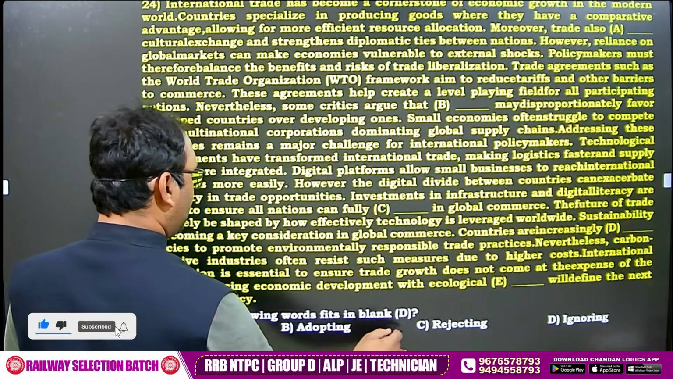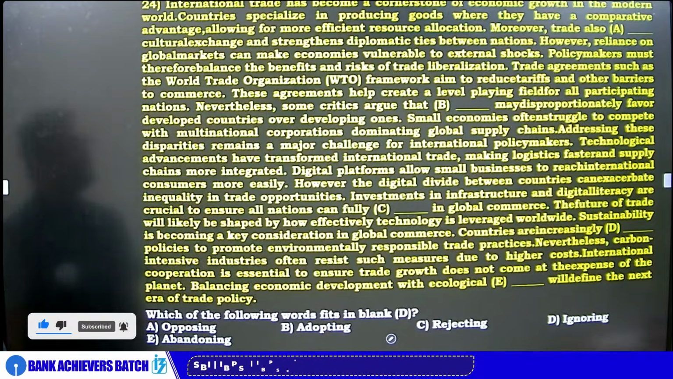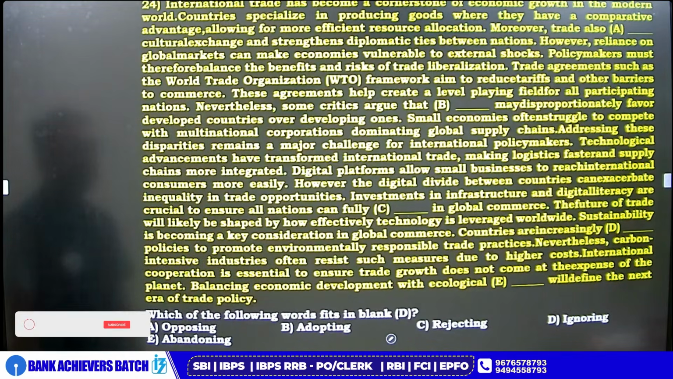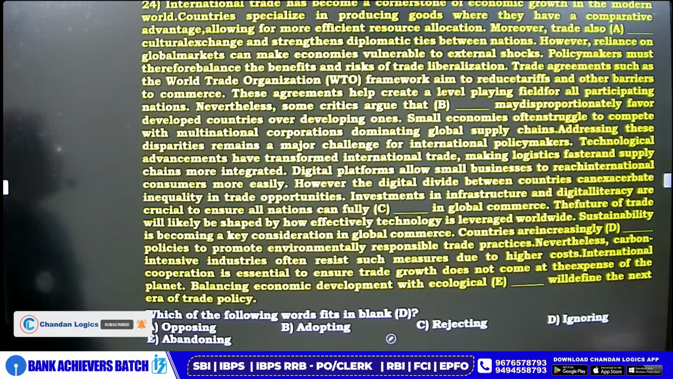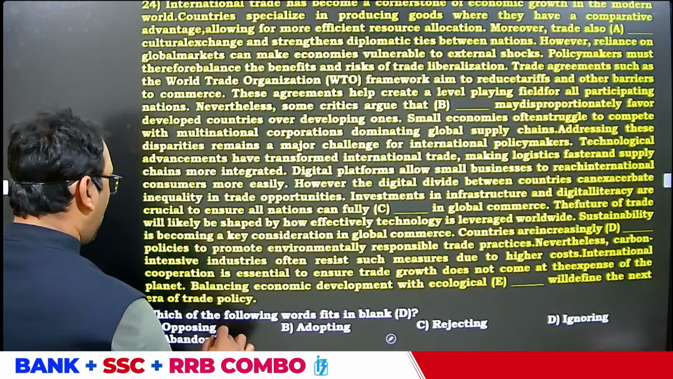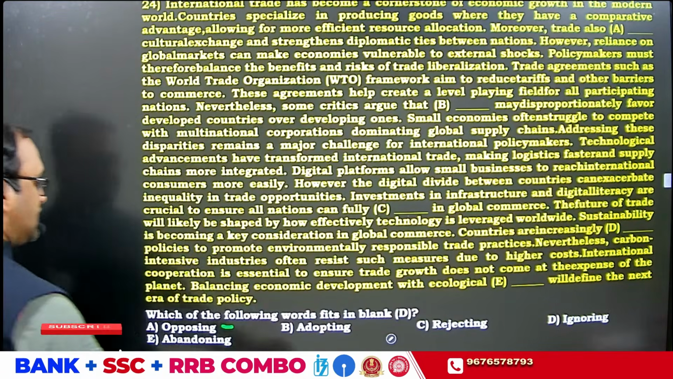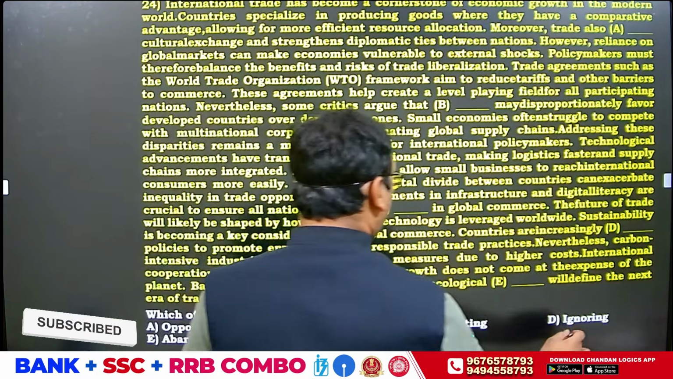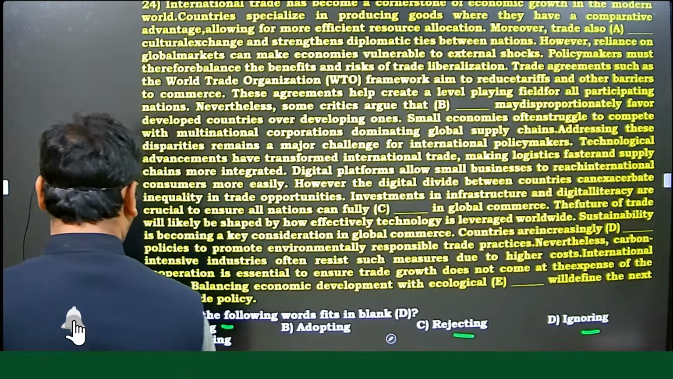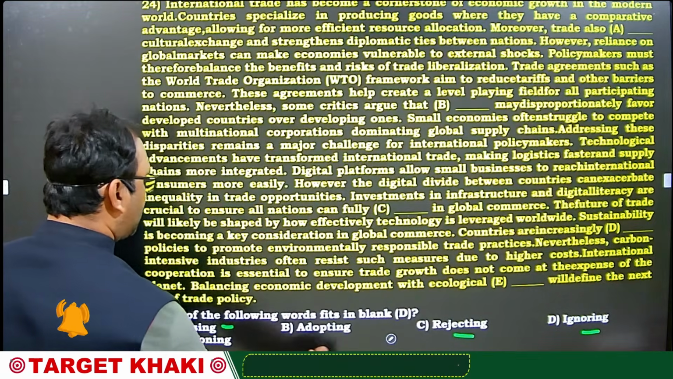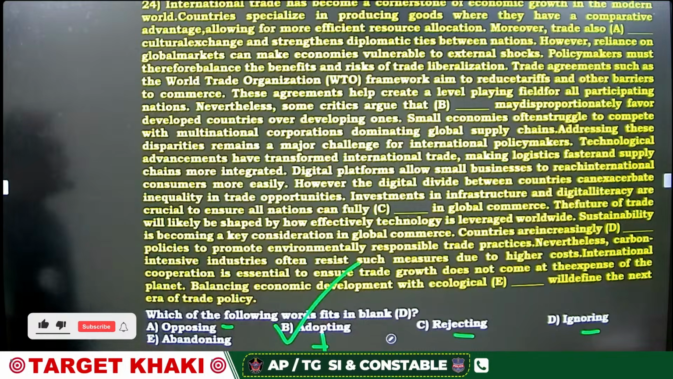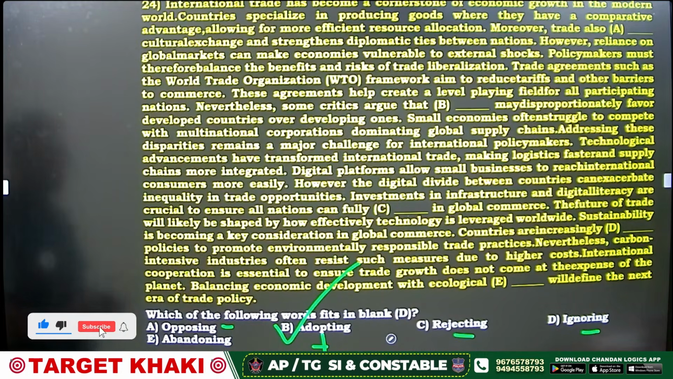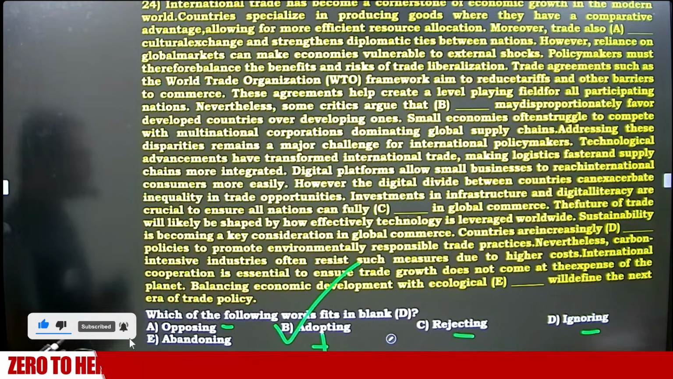Now look at the fourth one. See? Don't read the sentence. Go by the plus minus factor. Opposing is negative. Rejecting is negative. Ignoring is negative. Abandon is negative. Adopt is positive. Happy. But still, having said this technique, I also want to give you the suggestion.